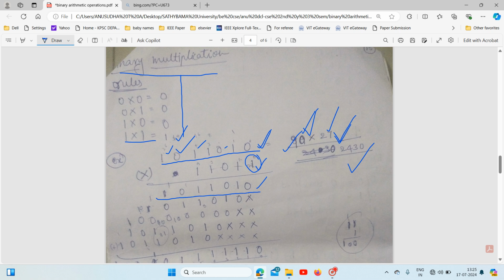The second bit in the multiplier is 1. Again, this 1 is multiplied with the entire binary length of the multiplicand. But while placing that result, you have to leave the first place. You have to put the first place as an x, or we can say a don't care. This is the normal multiplication rule. Later you have to put the entire binary length of the multiplicand.